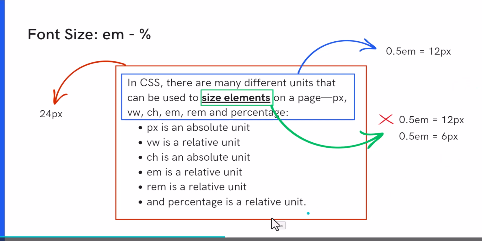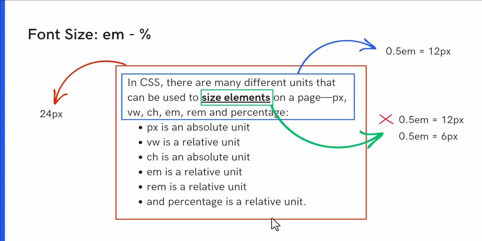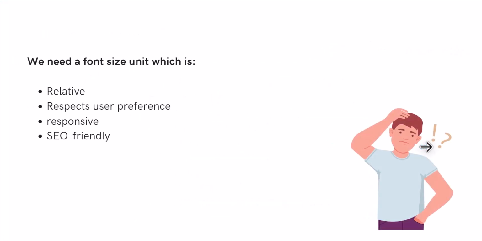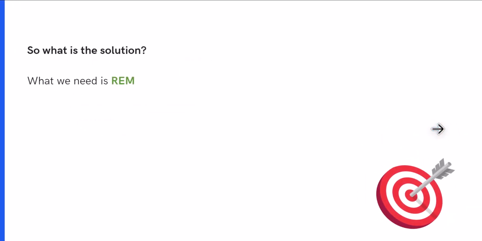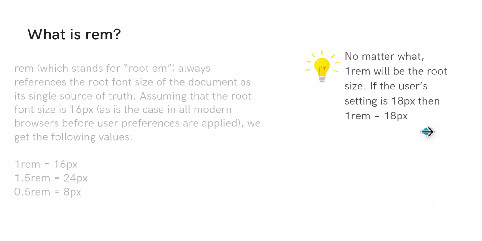But what is the solution? Well, what we need is a font size unit which is relative and respects user preference. It's responsive and SEO friendly. What is that unit? What we need is rem. That unit is rem. Let's see what rem is.